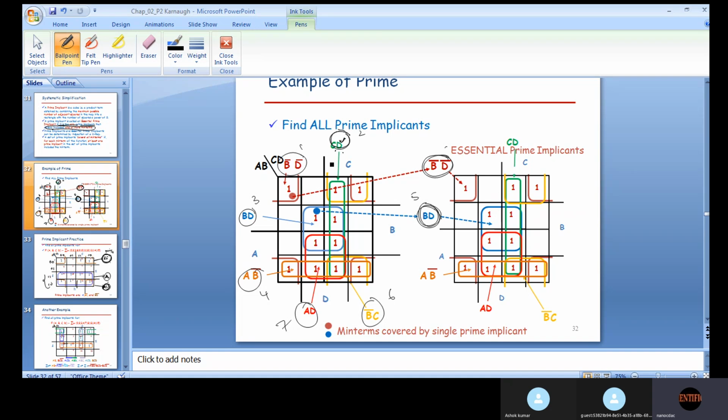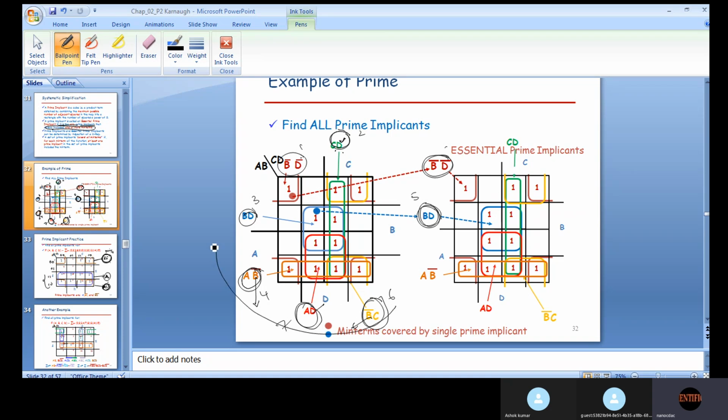D ane oka term undi. And here, if you see this product term, this is called an essential prime implicant. If you see here, B is there. If you see here, D is there. If you see this one, here B bar is there.